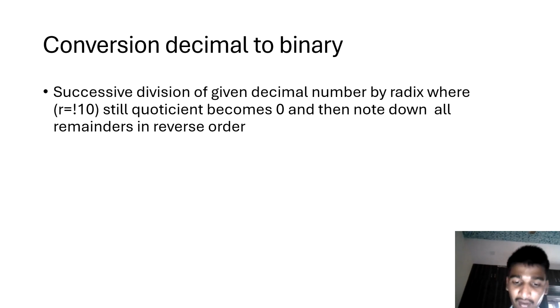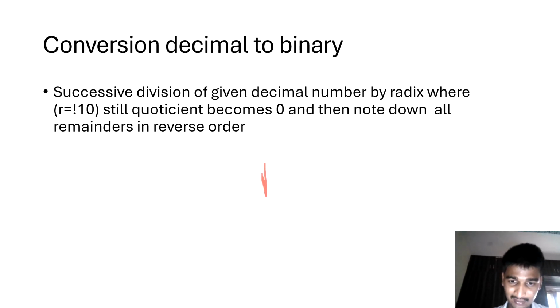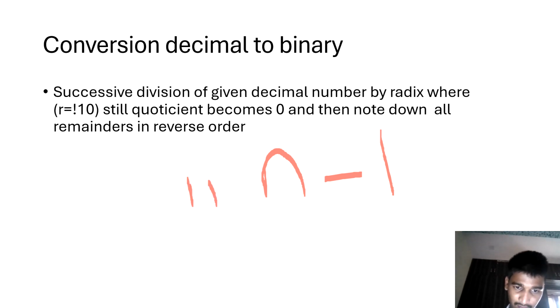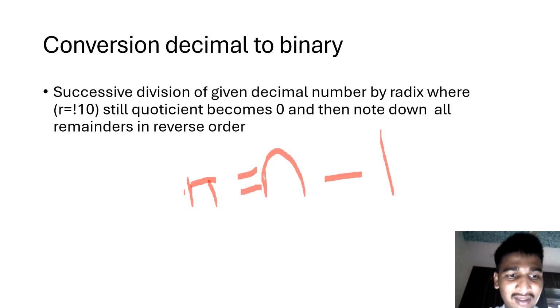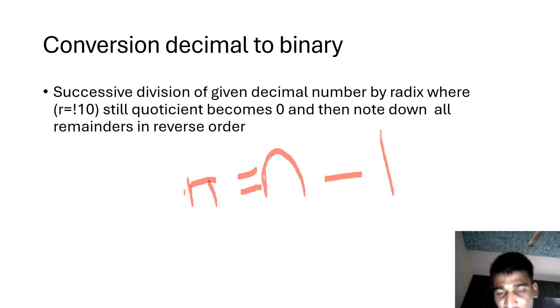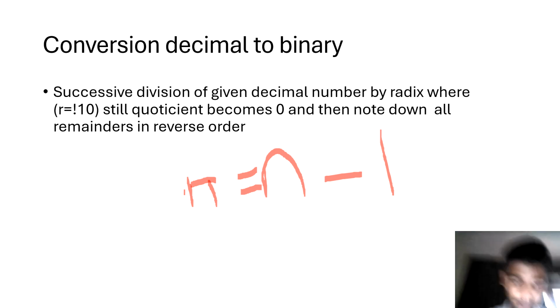I said that the formula is n equals n minus 1. Like we conclude that here, it is not possible, the division becomes 0, and note down all the remainders received there. After that we want to see another one.